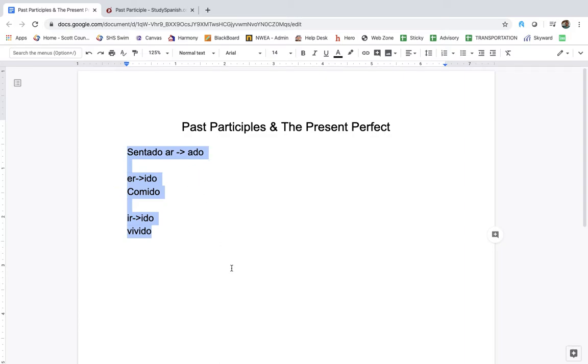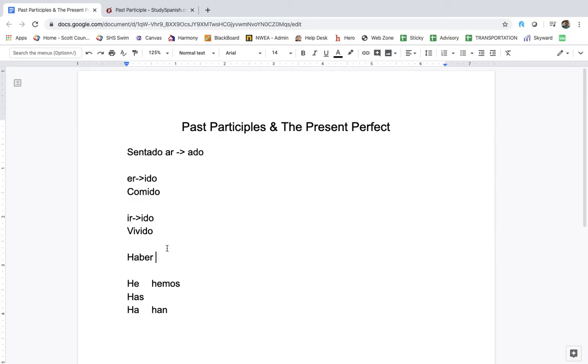Now, for the present perfect, we're going to combine past participles with the verb haber. Haber, you have seen before. In the present tense, we use hay, and we don't conjugate it. There's no yo form of this. It's just hay. In the present perfect, however, we are going to conjugate it. So in the yo form, we're going to have he, has, ha, hemos, and han. So that is how we're going to conjugate haber.